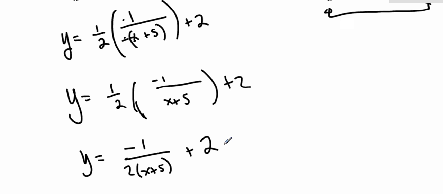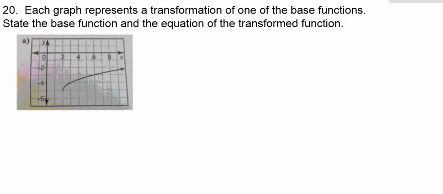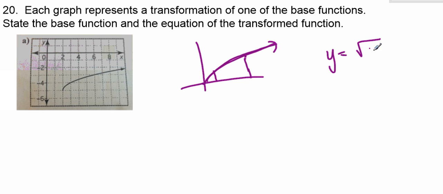So let's go on and look at question 20 because it's similar, just kind of the opposite. In this case, we're given the graph of a function and we need to write the base function and the transformed function. So this function here, you should be familiar with it because if I put it where it's supposed to be, 0, 0, 1, 1, 4, 2.